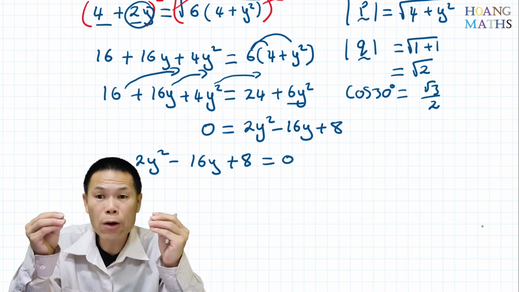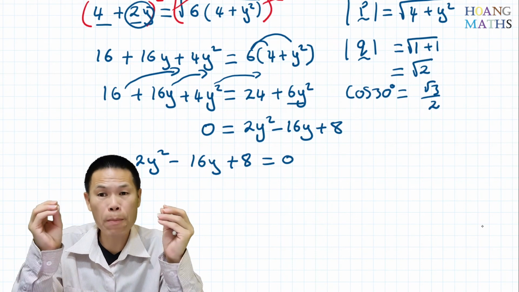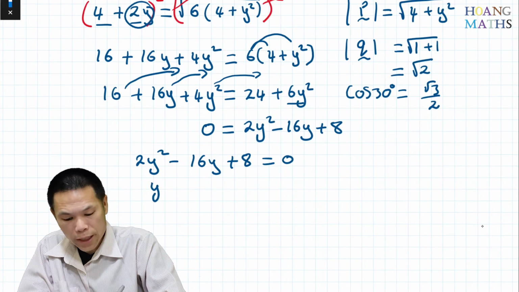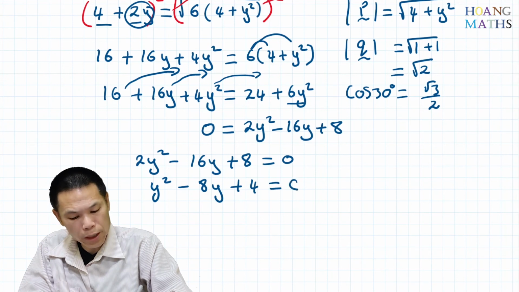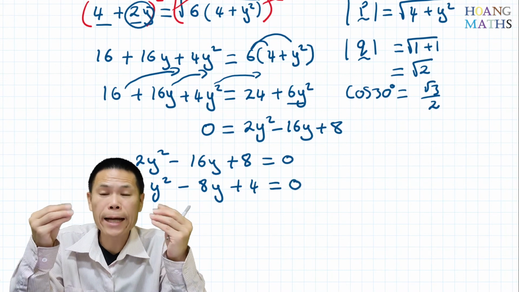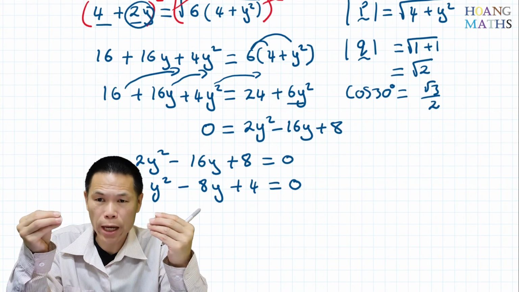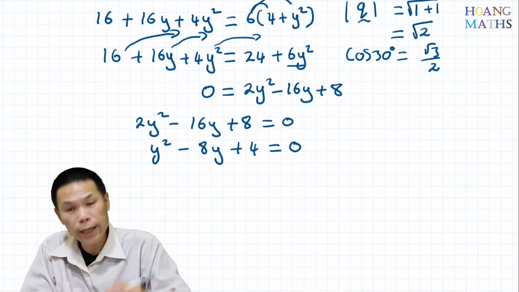So what I do now is I just divide everything by 2, okay? Because the common factor is 2. So I divide everything by 2. So y squared minus 8y plus 4 will give me 0. So now I can either solve this by using quadratic formula or completing the square. So let me just solve this by completing the square. It's quicker, that's all, and easier.